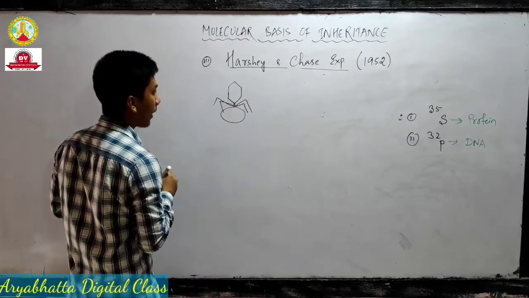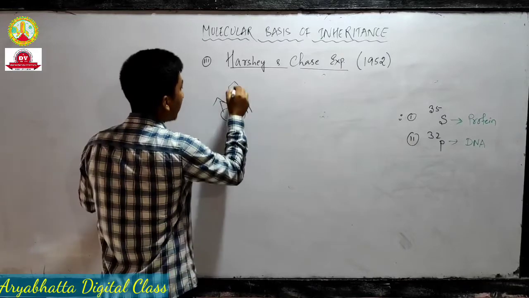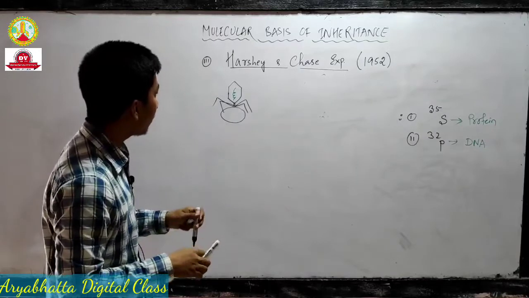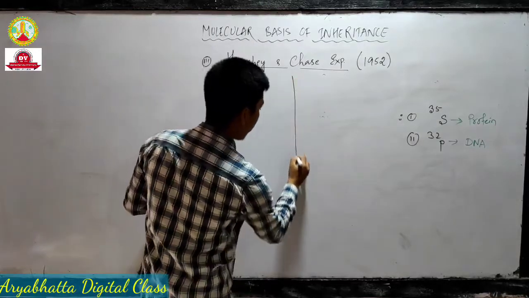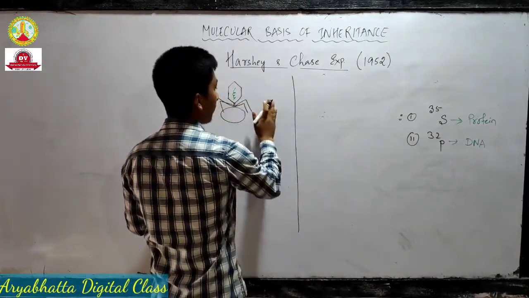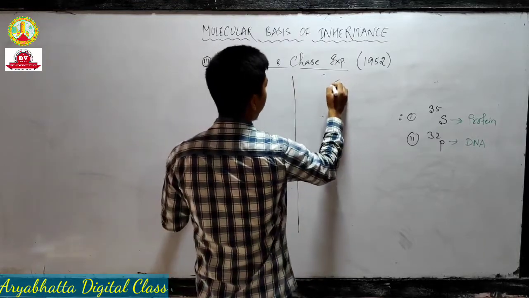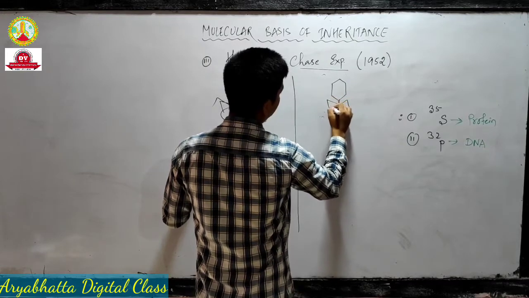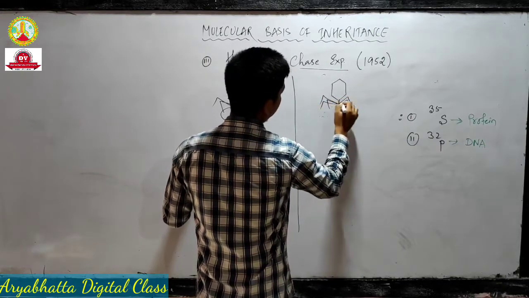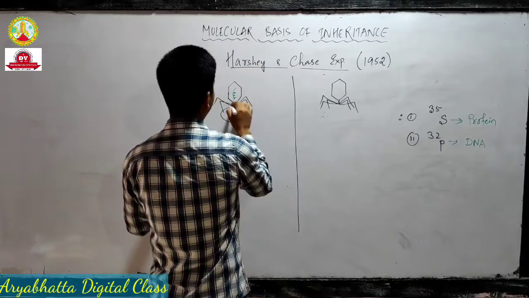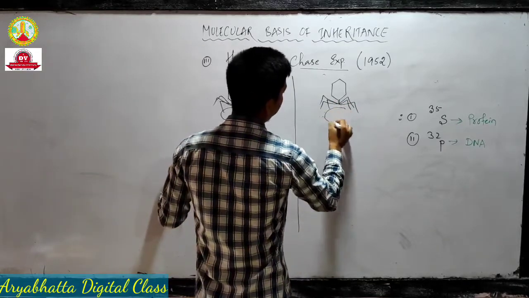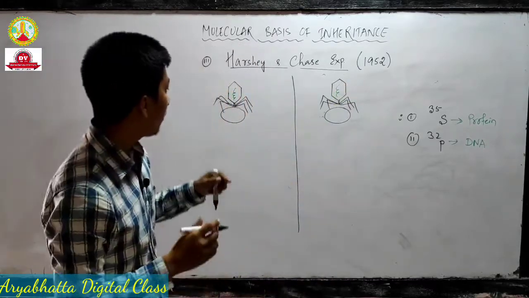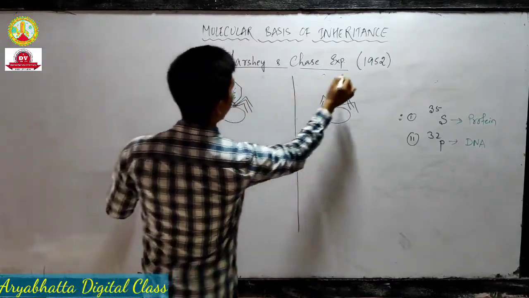Here we have E. coli. Here we have DNA. Here we have E. coli. Okay, let me make this. So this is the first experiment. Here we have another experiment. Here we have E. coli. This is your first experiment, this is your second experiment.